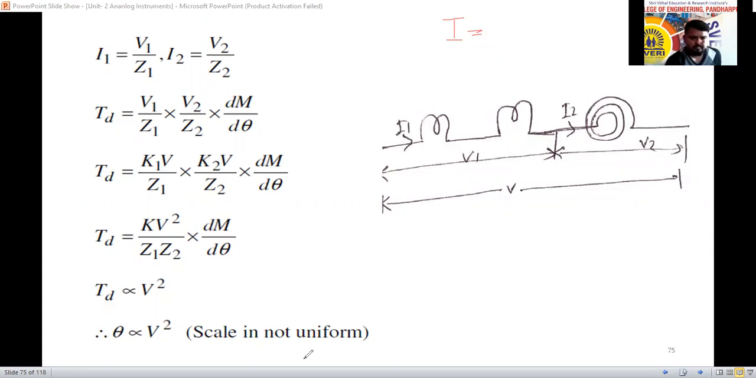V upon R for the DC circuit. For the AC circuit, consider it may be an RLC load here now. RLC load is there. V upon what can we write?